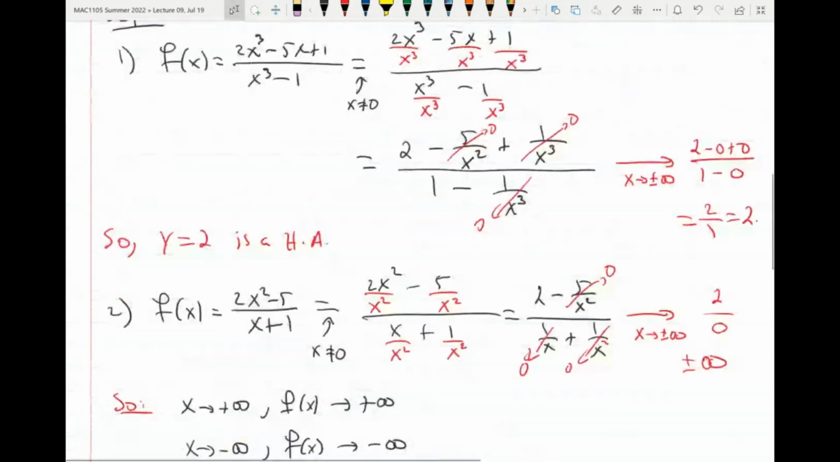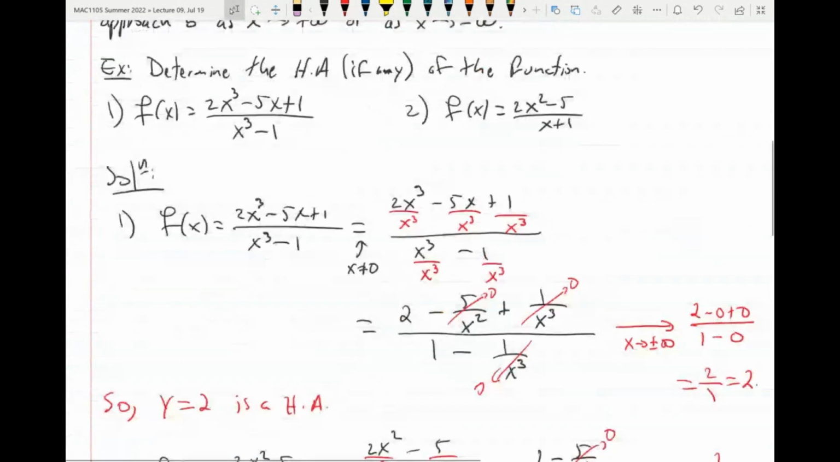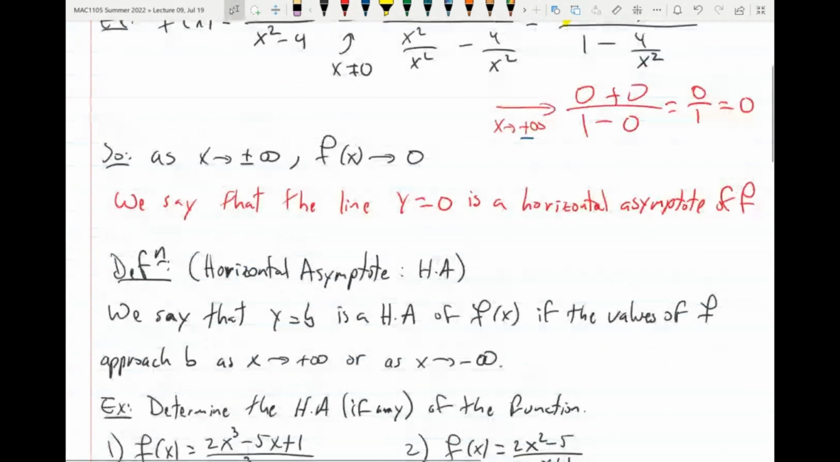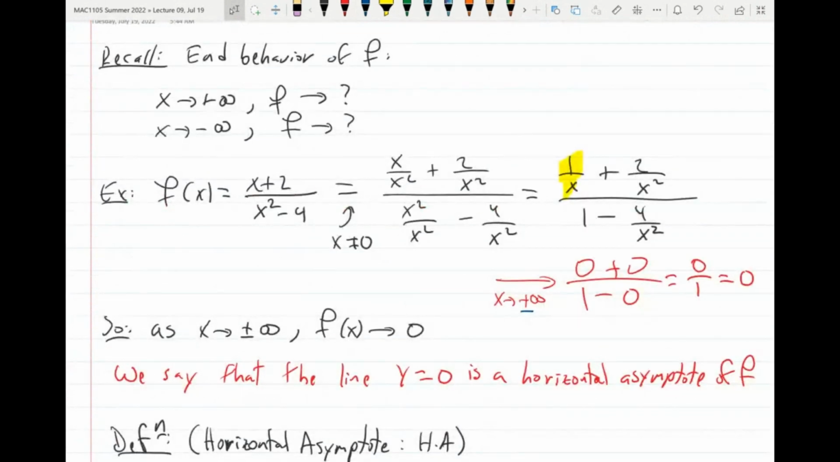So let's summarize what we have found. Horizontal asymptote means that when x approaches positive or negative infinity, the function gets close to a number. So the line y equals that number is a horizontal asymptote. When it comes to rational functions, the degree tells you what happens. If the degree of the top is less than the bottom, you will always get 0. So the line y equals 0 is a horizontal asymptote.